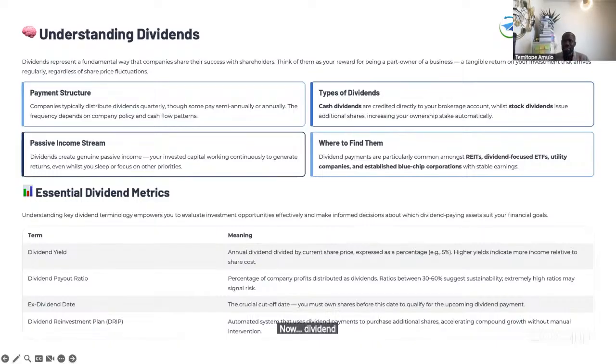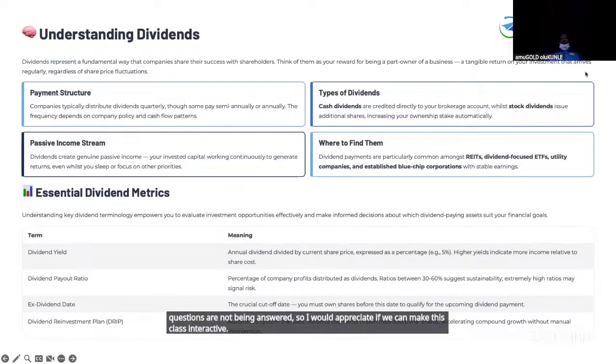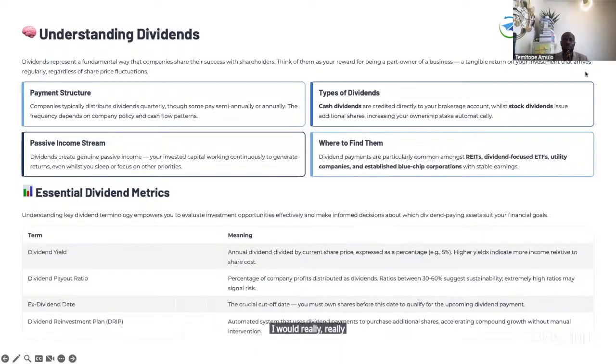Dividend. Like I said, it will not be too impressive if questions are not being answered. So I would appreciate it if we can make this class interactive. I will really, really appreciate it. Whether right or wrong answer, don't bother. There is no right or wrong answer to this. If we knew it all, we won't be in this class. So when I ask questions, I want us to interact.